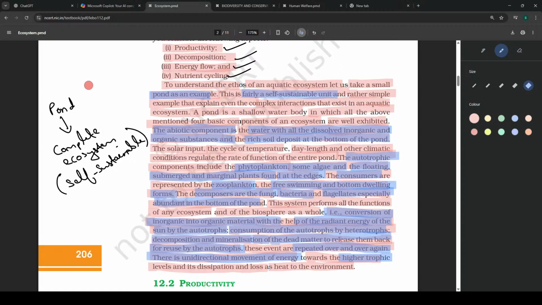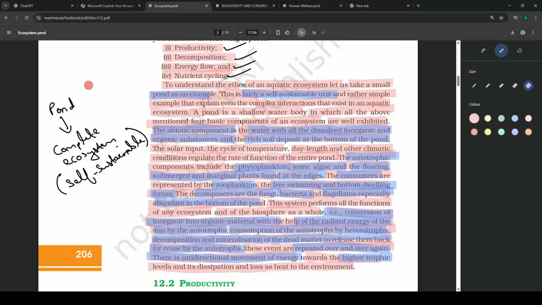So if we consider a pond as an ecosystem, there should be abiotic and biotic components in this pond. So what is the abiotic component? The abiotic component is mainly water. Then we can consider the dissolved inorganic and organic substances in this water. And there is the bottom of the pond, which is a rich soil deposit. Then what are the biotic components of this ecosystem? The biotic components are again divided into autotrophs and heterotrophs, or in our chapter it is more appropriate to call them producers, primary consumers, secondary consumers, and so on.